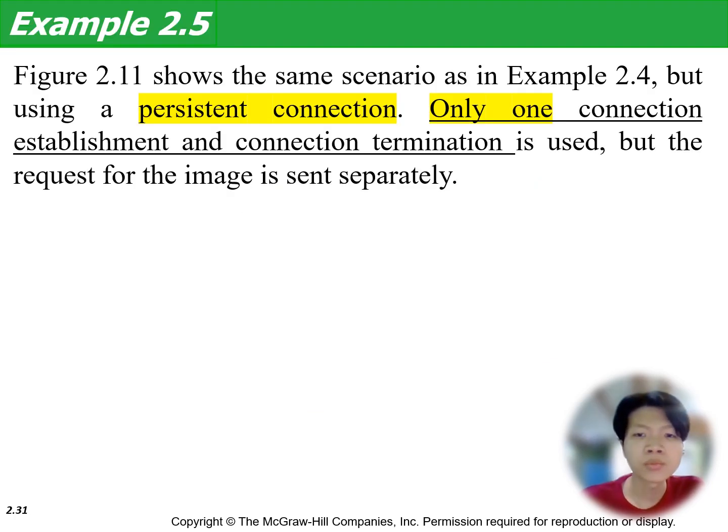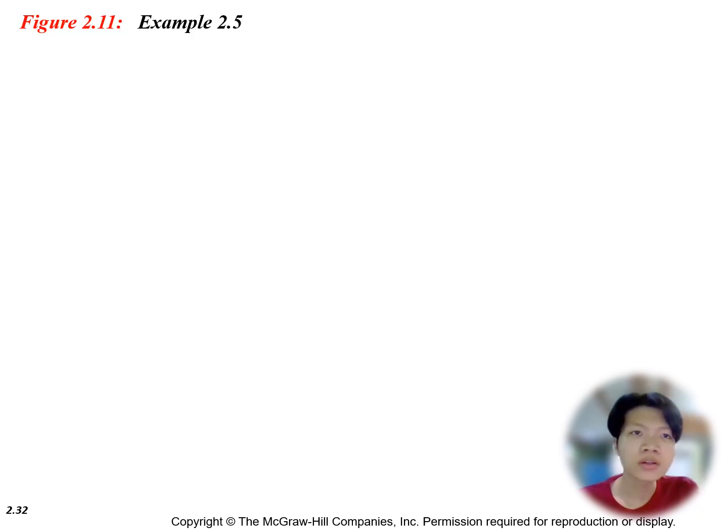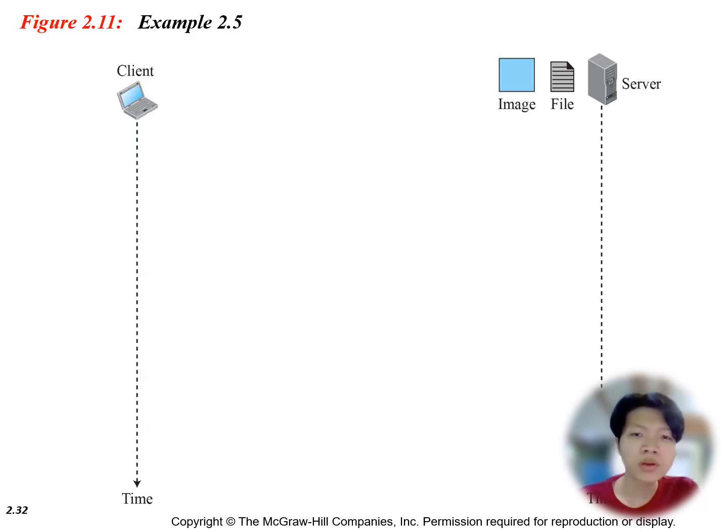Figure 2.11 shows the same scenario as in Example 2.4, but using a persistent connection. Only one connection establishment and connection termination is used, but the request for the image is sent separately. This is the figure of Example 2.5.